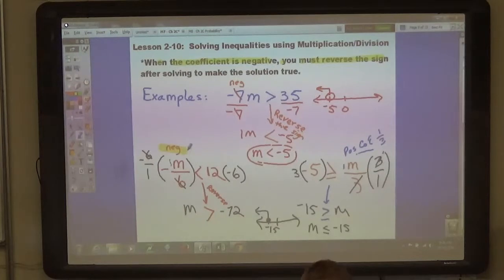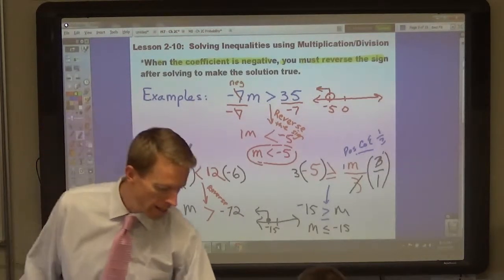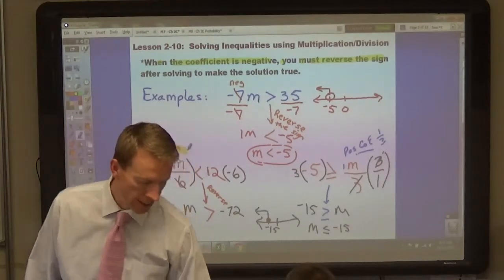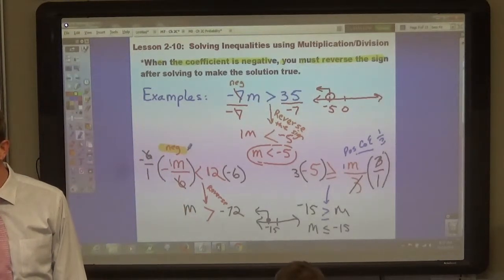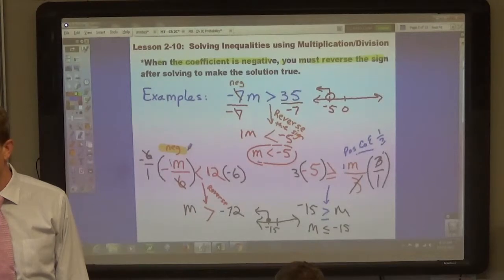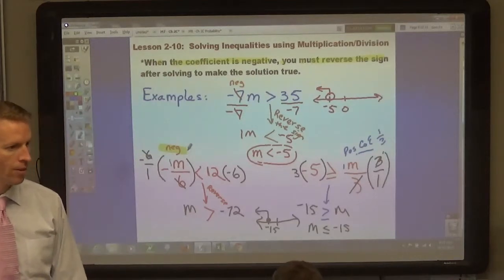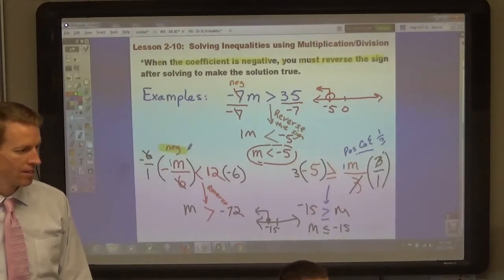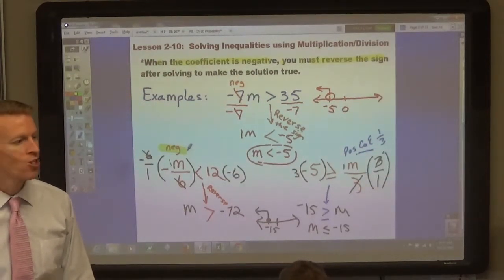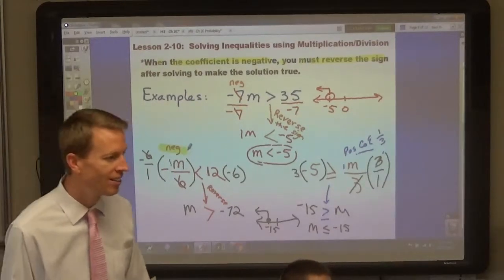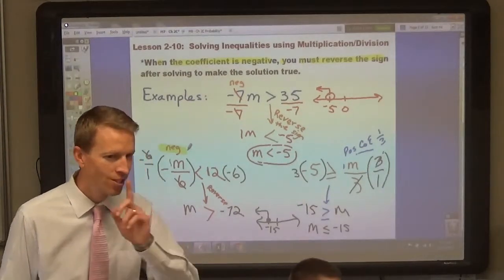Stop talking. Number 2, right? -5 on the first line. So it says identify the negative coefficient, and then write reverse the sign. Reverse the sign. Right? Reverse the sign.